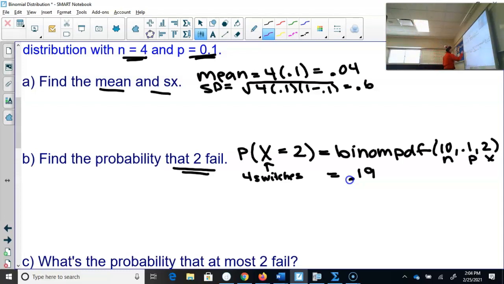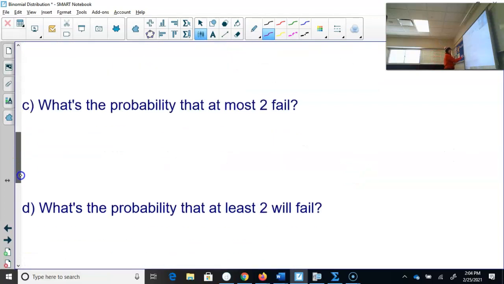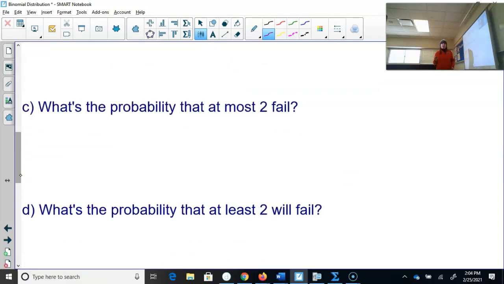It says, what's the probability that at most 2 fail? Okay, when you don't have an equal statement, what I want you to get used to is to write down all the options of what could happen. So I have 4 light switches total. That means all 4 could fail, or 3 could fail, or 2 could fail, 1 could fail, or none could fail. When you read things that are an inequality, I want you to list out all the options that could happen. 0, 1, 2, 3, or 4. If n was equal to 10, you'd have to go up to 10. If n was equal to 20, you'd have to go up to 20. But trust me, it's an important step.